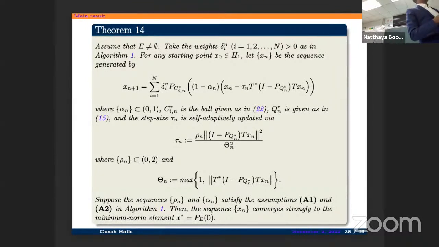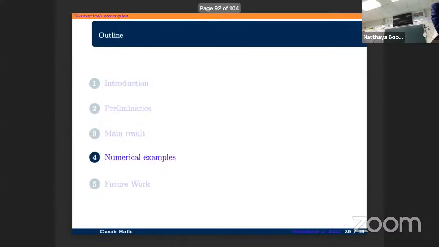Assume E is non-empty, then take weights delta_i, which are positive numbers. Then for any starting point x_0 and x_n, the sequence generated by this iteration method, where the step size is given by this formula, strongly converges to the projection of 0 onto E.